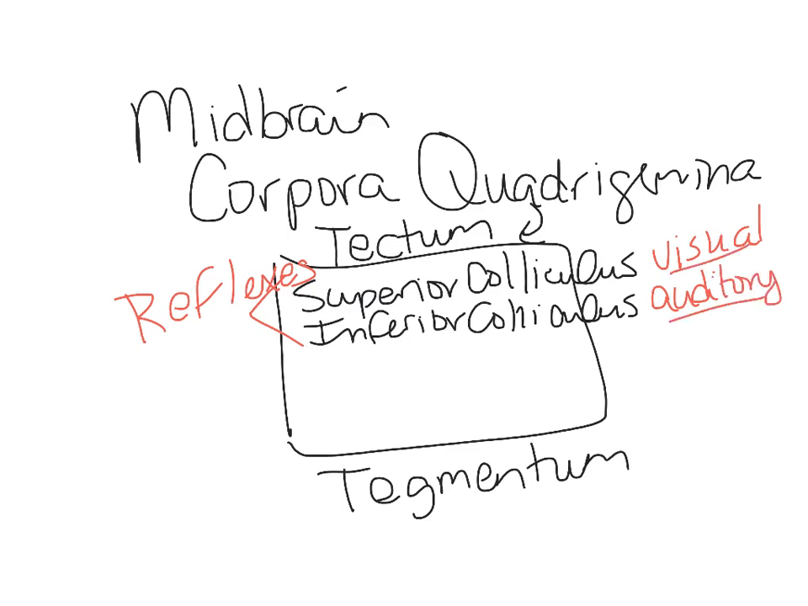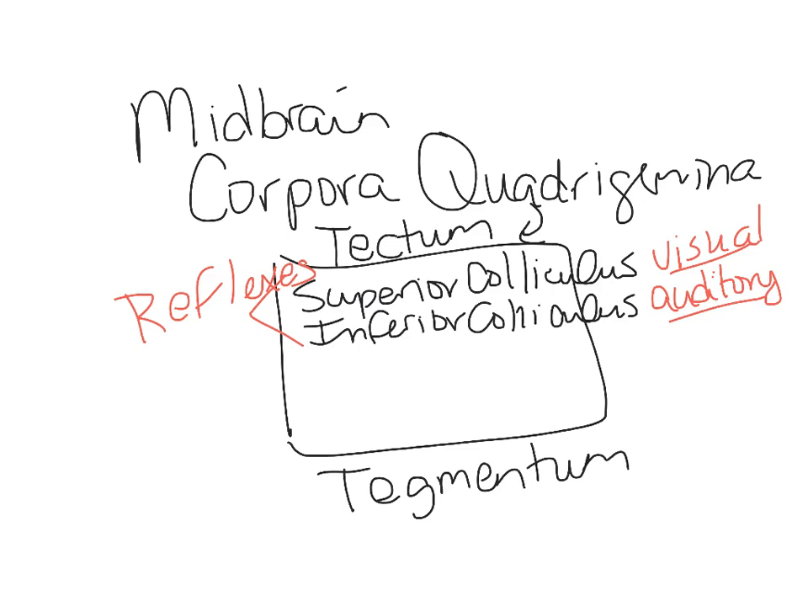Okay. So what do I mean by that? So the superior colliculus, if you see a bright light, you flinch away from it, right? That's a reflex. If you hear a loud noise, then the inferior colliculus receives that information, and it's going to cause you to jump, right? Okay.